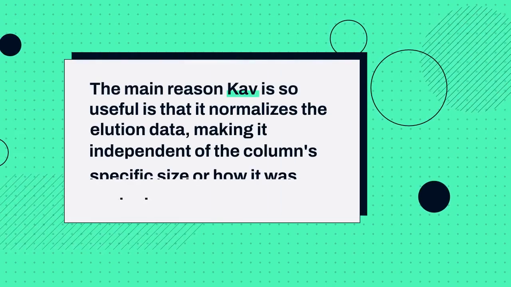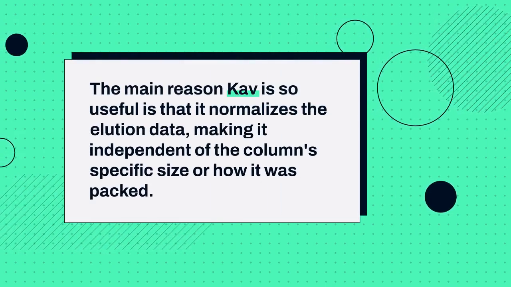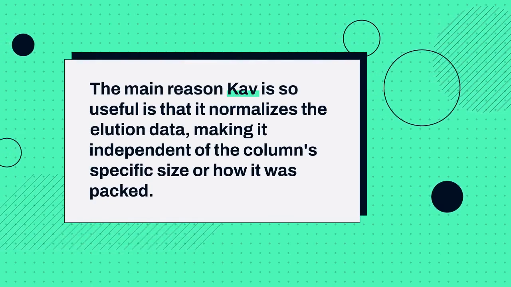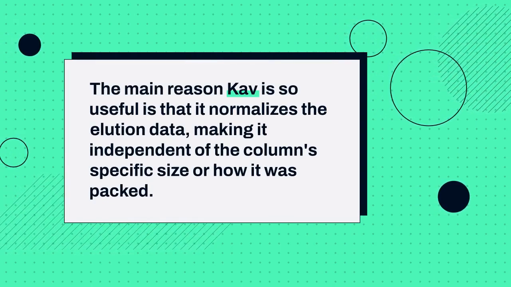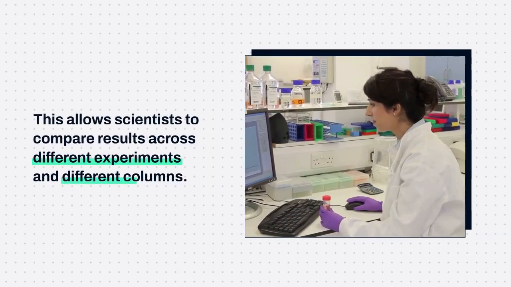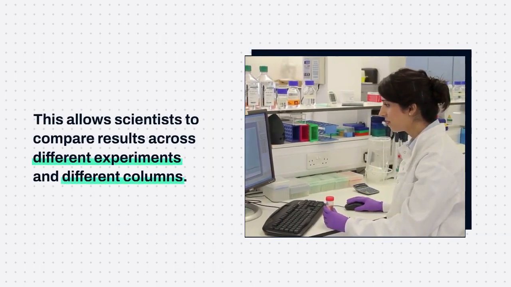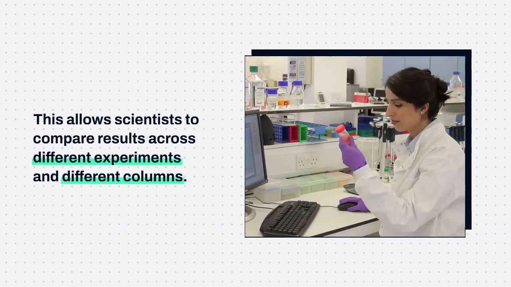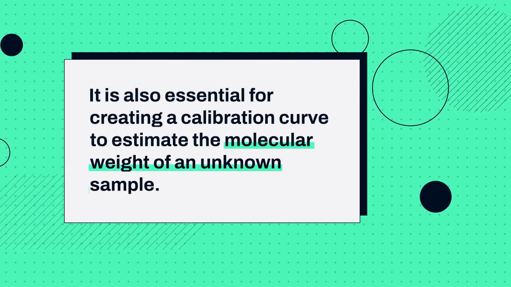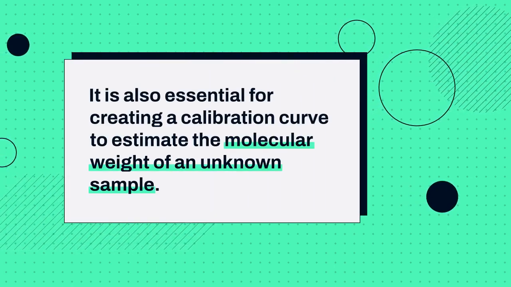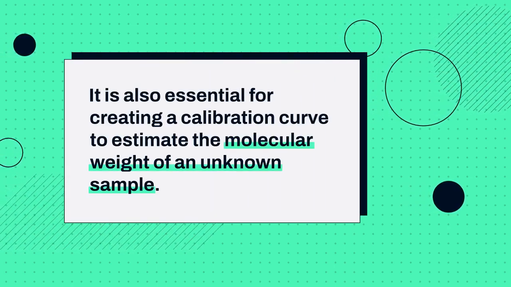The main reason KAV is so useful is that it normalizes the elution data, making it independent of the column's specific size or how it was packed. This allows scientists to compare results across different experiments and different columns. It is also essential for creating a calibration curve to estimate the molecular weight of an unknown sample.